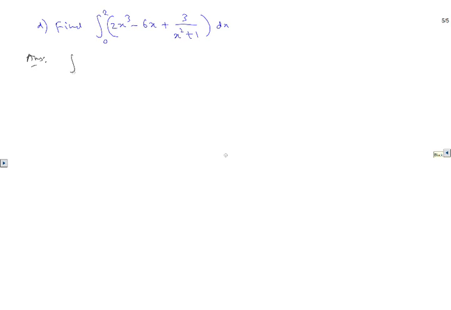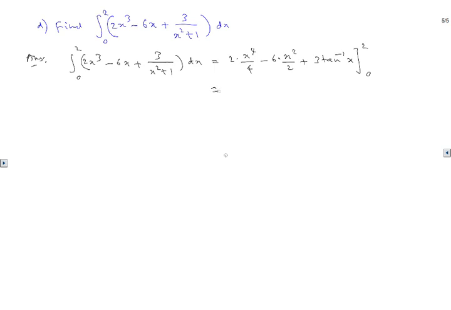So what do we need to do? The integral from 0 to 2 of (2x^3 - 6x + 3) over (x^2 + 1) dx. Find an antiderivative, so it's easy. You're going to get 2x^4 over 4 minus 6x^2 over 2 plus 3 tan inverse x over 1, so tan inverse x. Then you're going to evaluate this at 2 and 0.